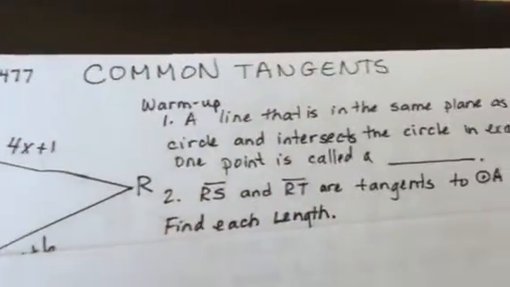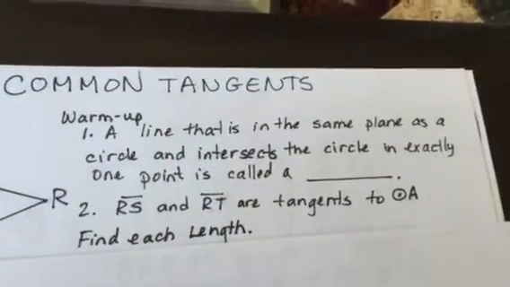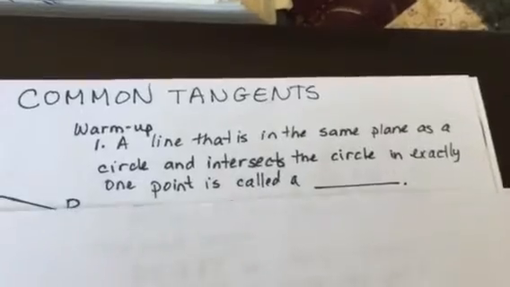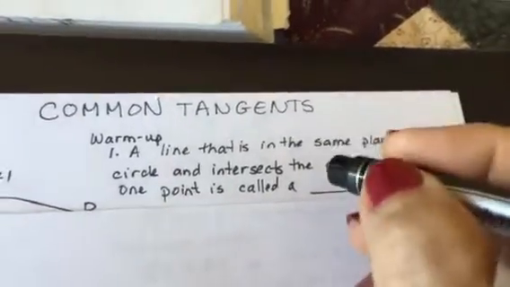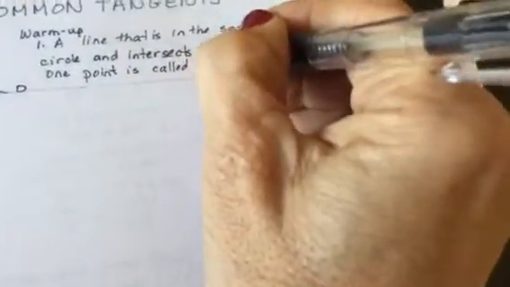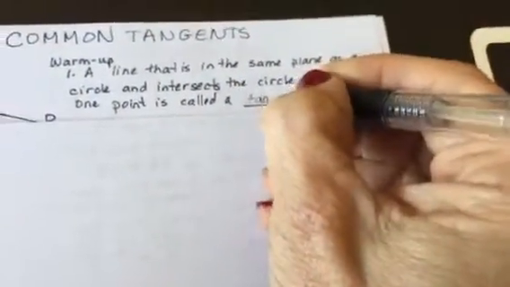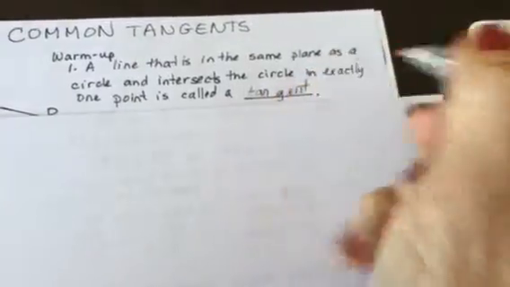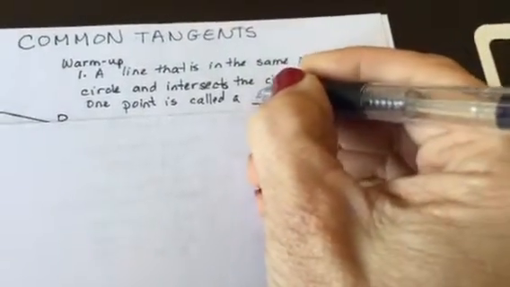A line that is in the same plane as a circle and intersects the circle in exactly one point is called a tangent. It's hard to write when you can't see it.